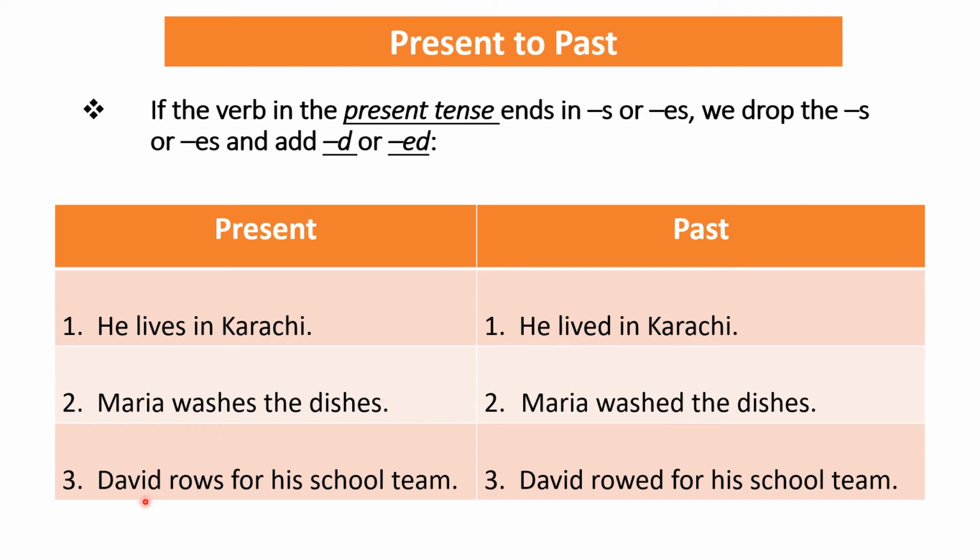In the third example, as you can see, David rose for his school team. Rose. Now there is no ES here. There is only S here, which shows the present tense of the verb. And here we have added ED after cutting this S off. Then the verb here has become roused to show the past tense.